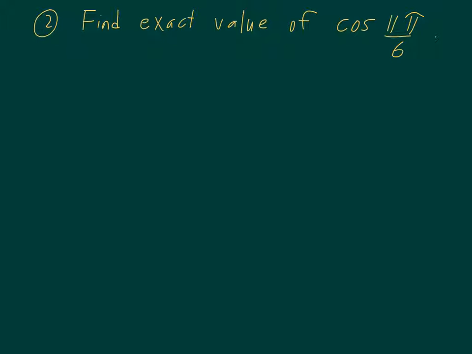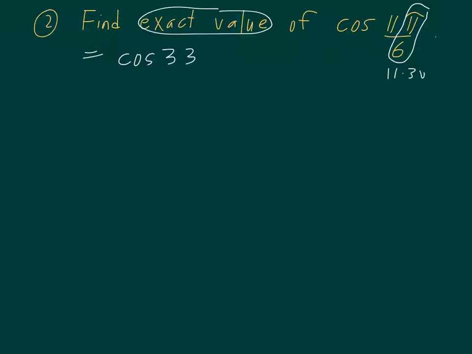Okay, next one here, we're looking to find the value of the cosine of 11 pi over 6. And we want the exact value. So we're not just going to throw that into our calculator. Let's suppose you weren't even allowed to use the calculator. So this is the same as the cosine of, well, this pi over 6. You should have that memorized. That's 30. So you really have 11 times 30. So this is the same as the cosine of 330 degrees.